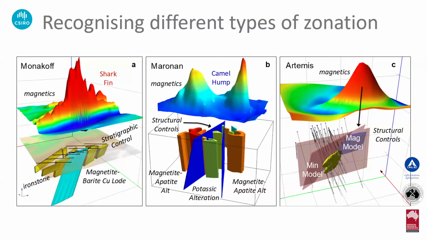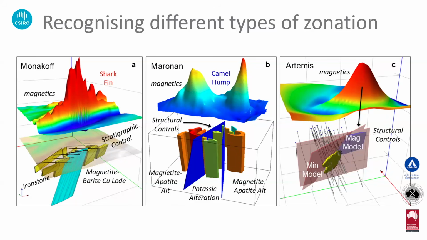Some of my favorites, Monakov here, for example, has a beautiful linear anomaly that's very magnetic in the core, and very weakly magnetic on either side. It's kind of a shark fin anomaly. It basically has a magnetite barite copper lode in the middle, then magnetite in the host strata at this side, and then finally hematite even further out. So you're seeing zonation from very magnetic to weakly magnetic.